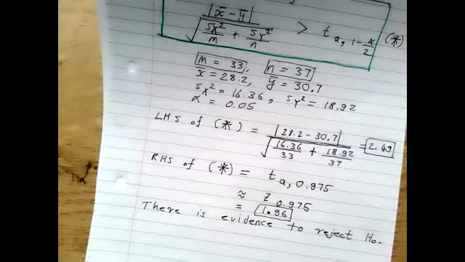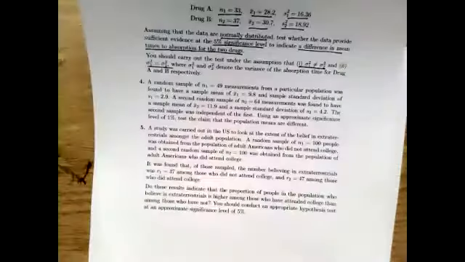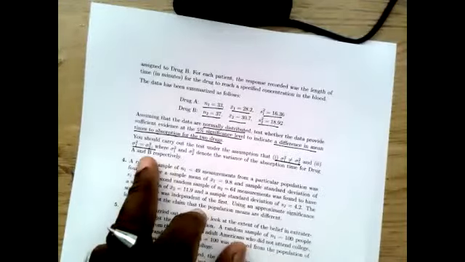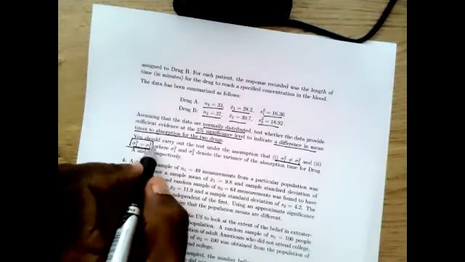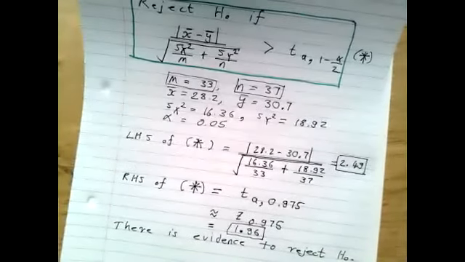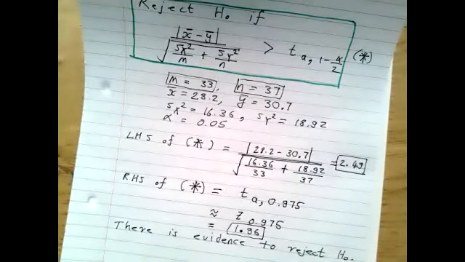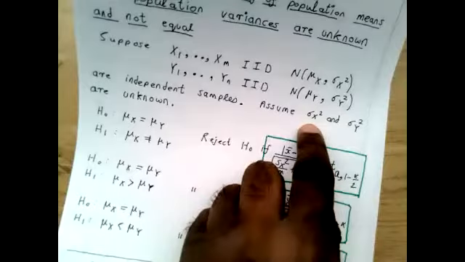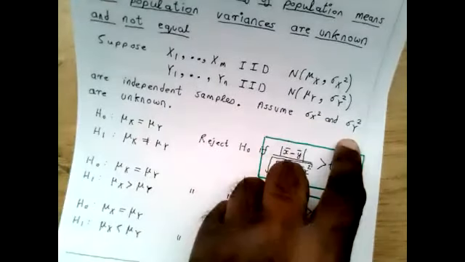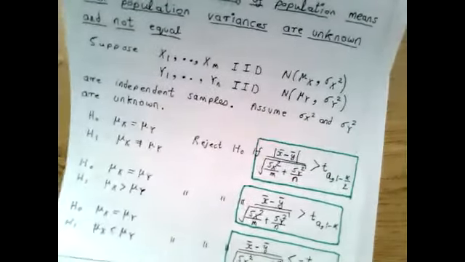Now the second part of question 3 is asking you to do the same thing, assuming that the population variances are equal, right? All right, now let's go back to the formula sheet again. In the previous case, we were not assuming that the population variances are equal, but just that they are not equal and unknown.